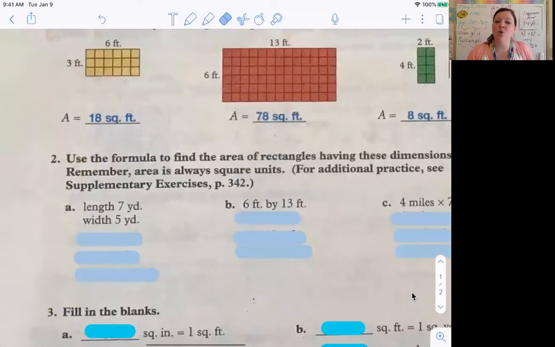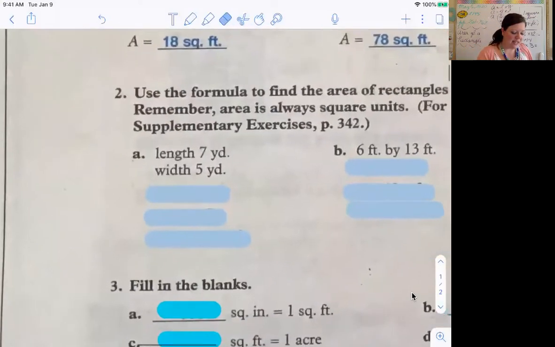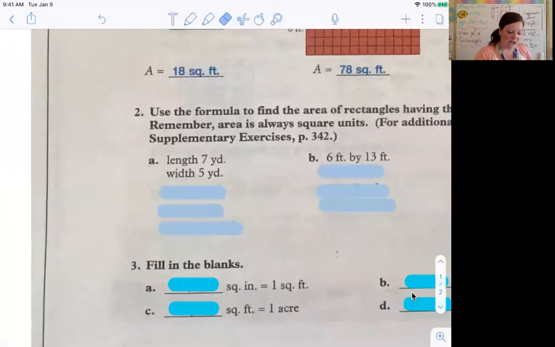This time, we're going to be using the formula. Remember our formula? Area equals length times width. We're using this formula for section 2. The first step is write the formula first. Let's start with section 2, letter A. What's our formula? A equals L times W. Area equals length times width.